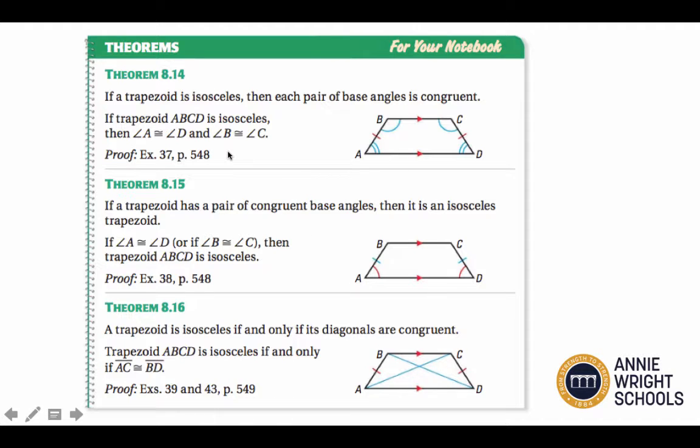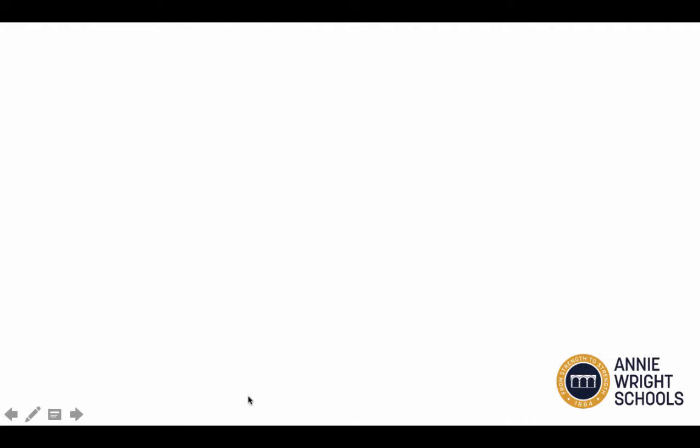A trapezoid is isosceles if and only if the base angles are congruent. And then the last one: a trapezoid is isosceles if and only if its diagonals are congruent. So that's kind of interesting. That's just like rectangles, congruent diagonals. So some good theorems there to look in your book for.